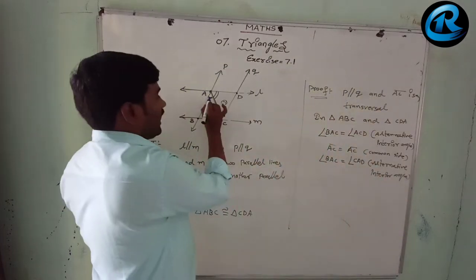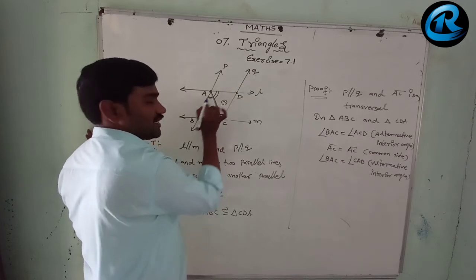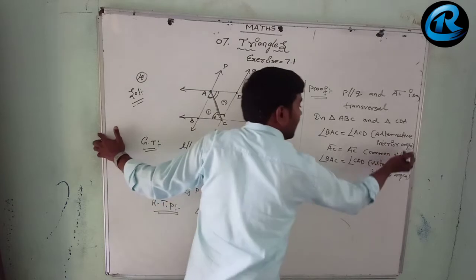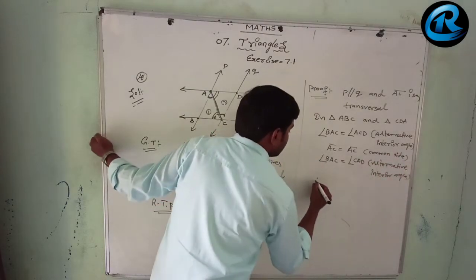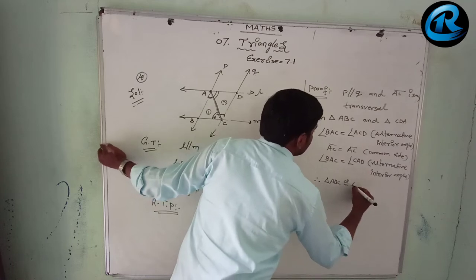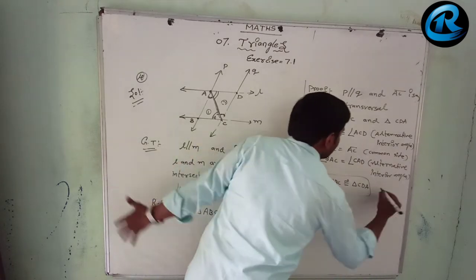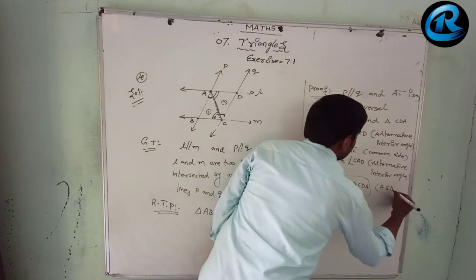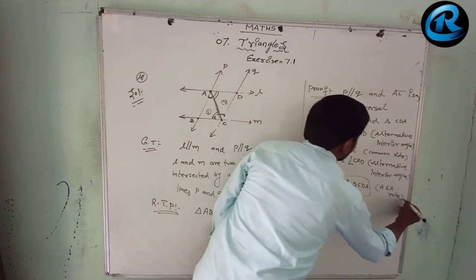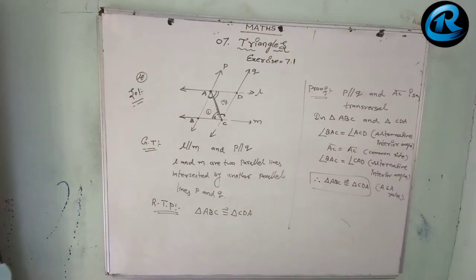See that: angles, alternate angles, common side, and these alternate angles are equal, so by the angle side angle rule, we can say that triangle ABC is congruent to triangle CDA by the angle side angle rule. I hope you understood this clearly.